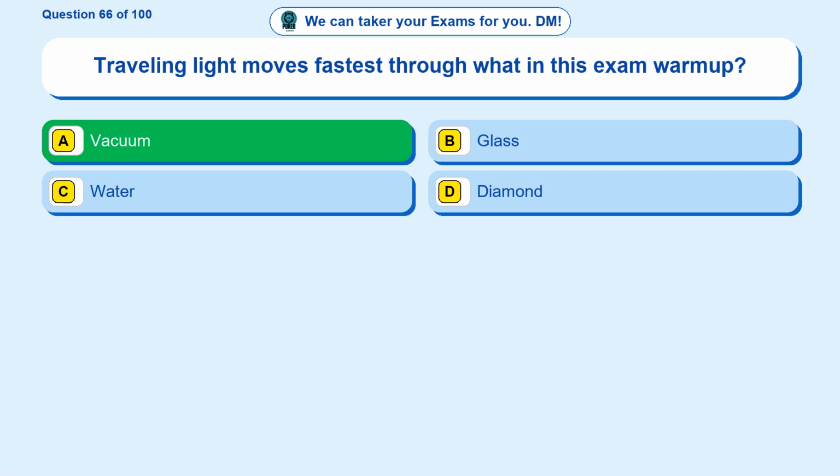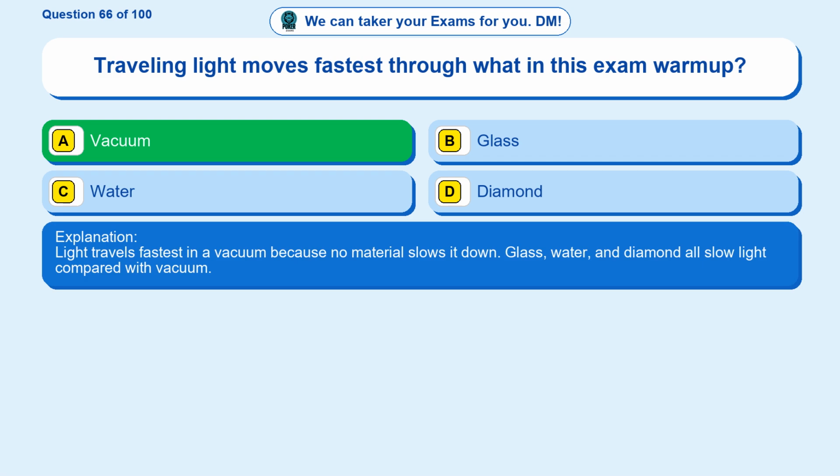Vacuum. Light travels fastest in a vacuum because no material slows it down. Glass, water, and diamond all slow light compared with vacuum.